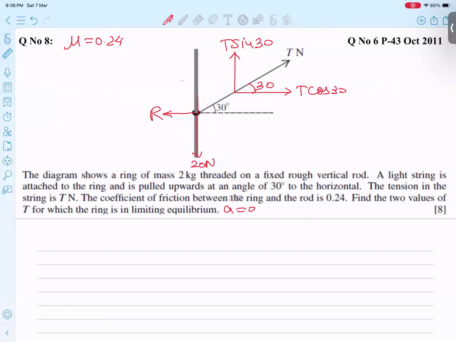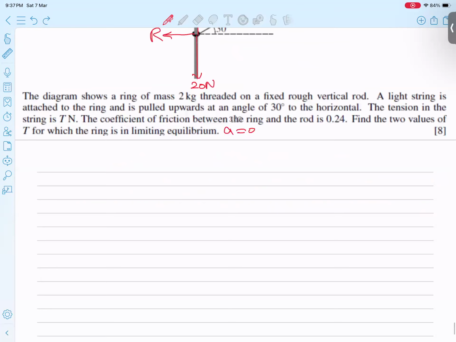Now he said two values, so there are two possibilities. If this force is very small, it is called the least force, and the ring is about to move down. And if this force becomes a little bigger, such a big force that the ring is about to move up, then friction will be downwards. So I will make this diagram two times.